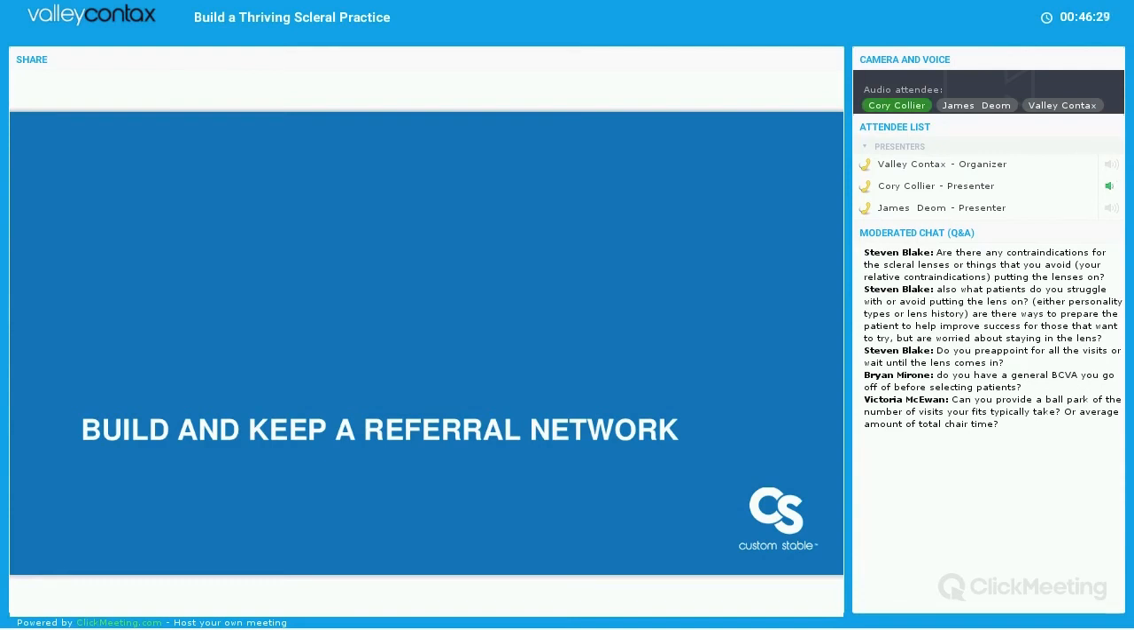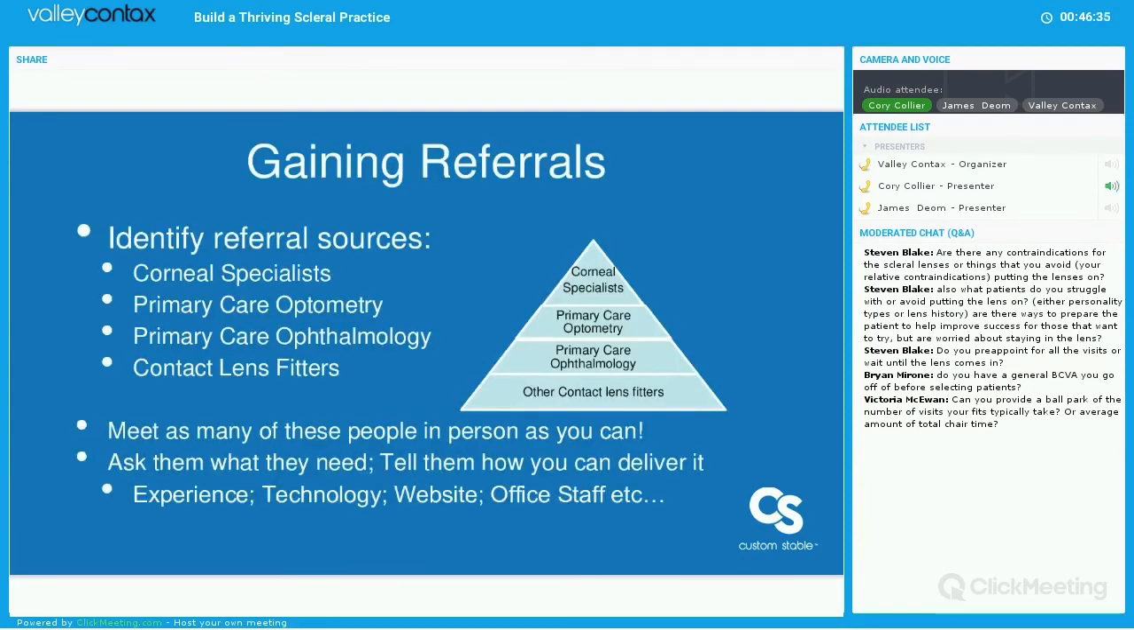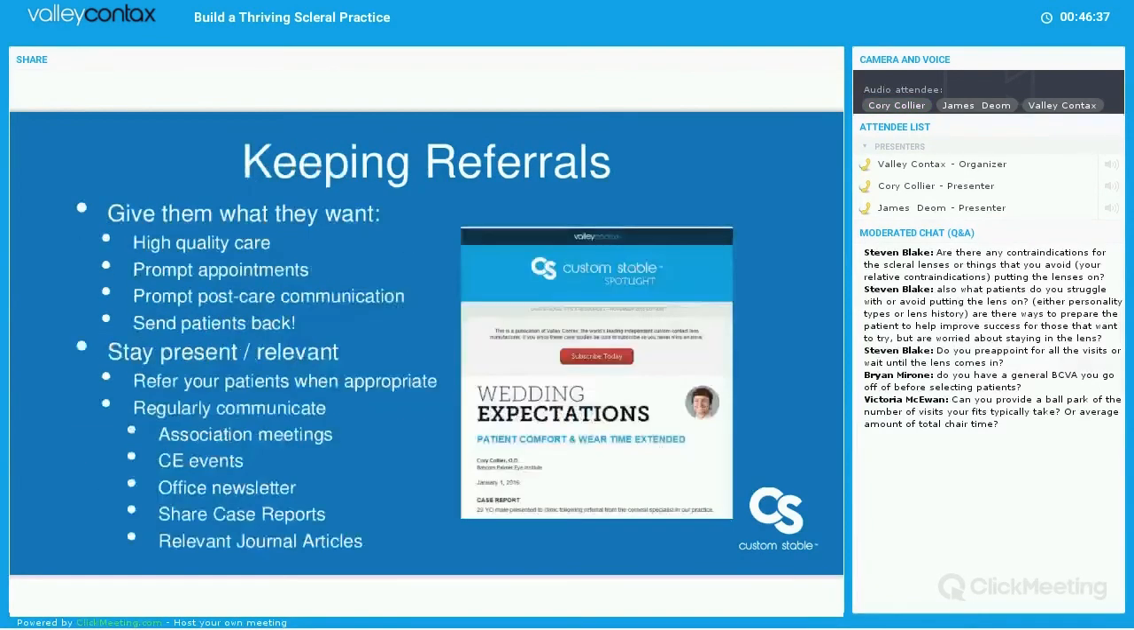So keeping referrals, what we want to do is give these referring doctors what they want, which is high quality care. They want their patients to be happy with the care they're receiving. They want a prompt appointment. The thing that will lose you referrals from a practice is if a patient is referred to your practice and the first appointment that you'll give them is several months away. Nothing drives the referring doctor crazy.